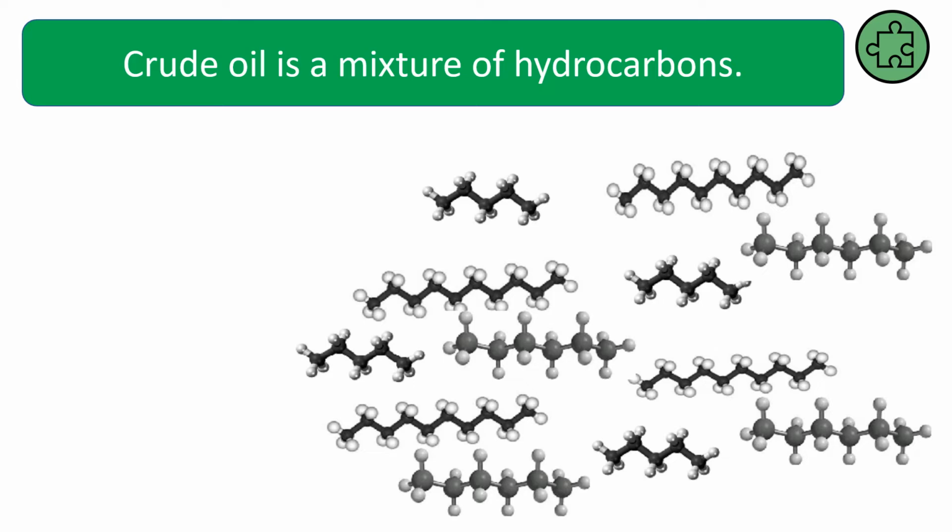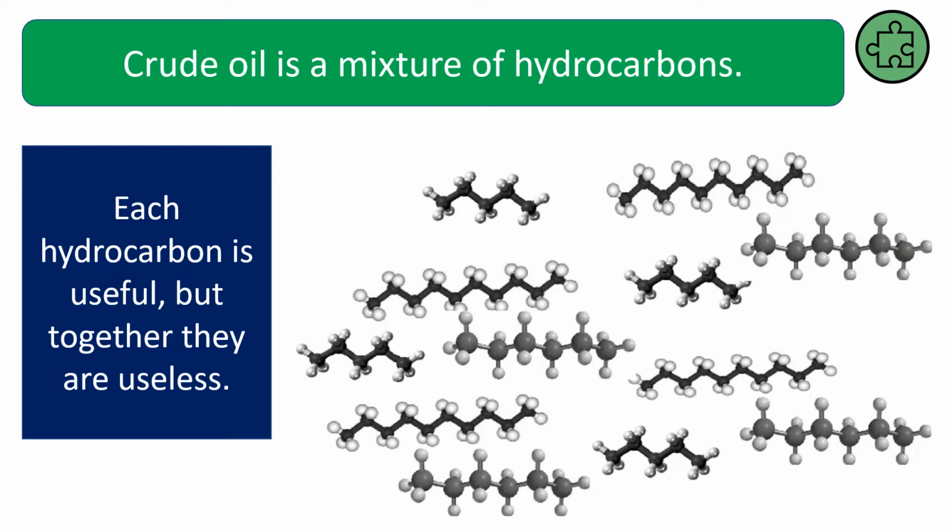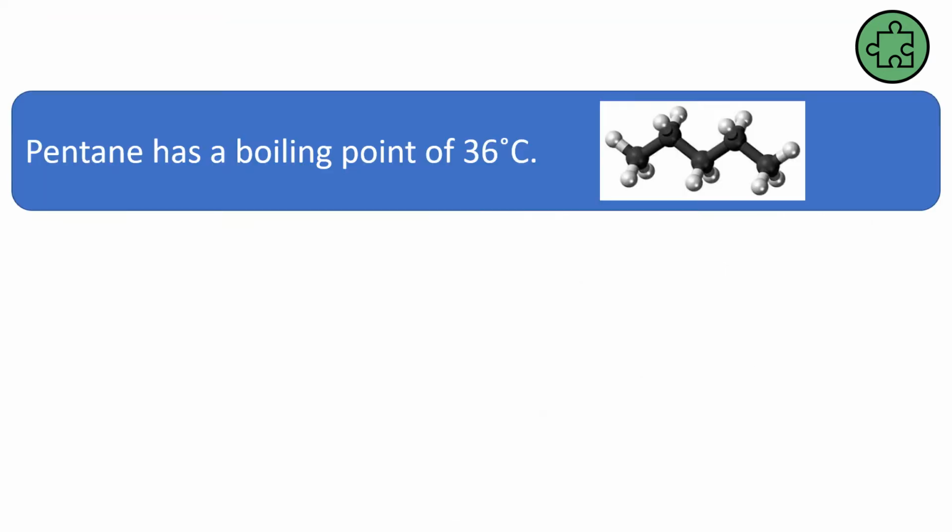Okay, so let's look in a bit more detail then about why they have different boiling points. So crude oil is a mixture of hydrocarbons, and we looked at hydrocarbons last lesson. So you can see here these displayed formulas of molecules. And each hydrocarbon is useful. Petrol, diesel, lubricating oil, petroleum gases, they're all useful for different things, but together as a mixture, not so much.